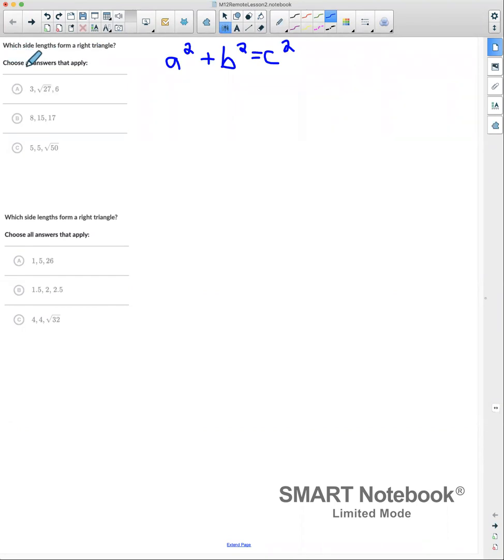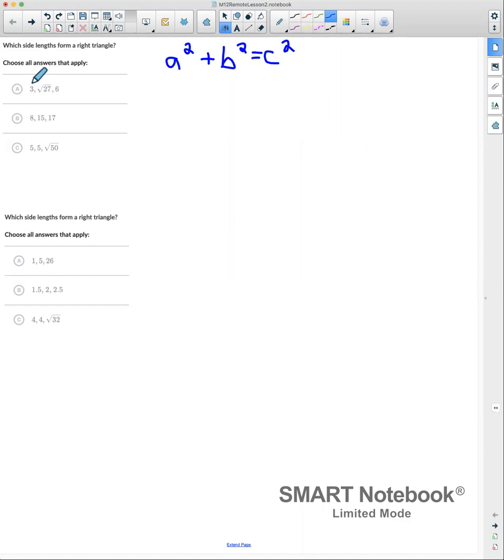So this says choose all answers. There's going to be at least one correct answer. There might be more. Okay, so we pretty much have to try all these answers out. One thing to remember is that the c value is the largest value out of the three sides.